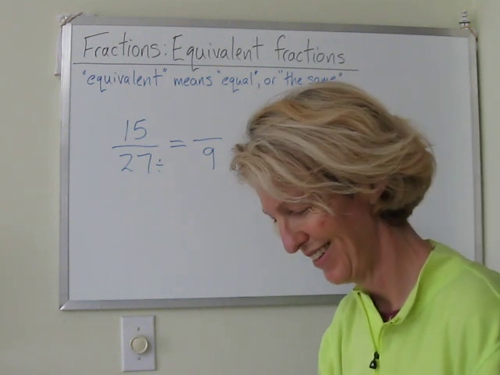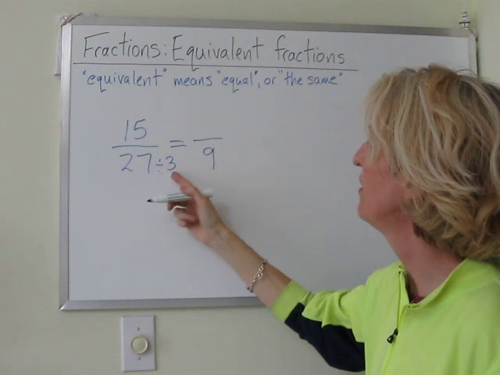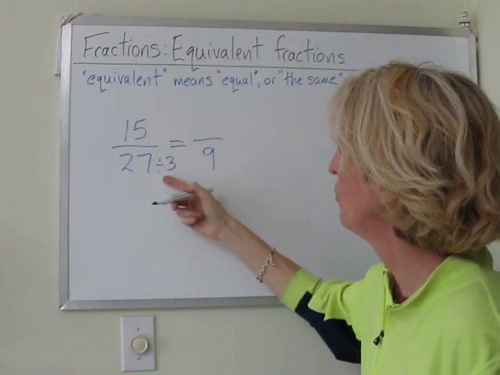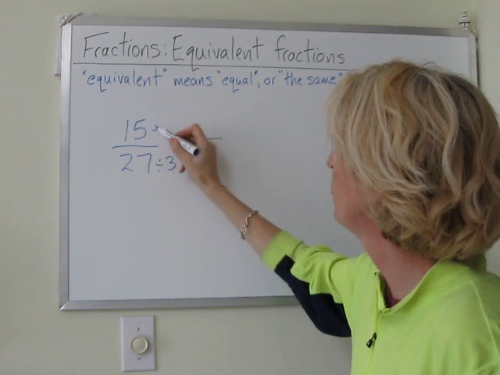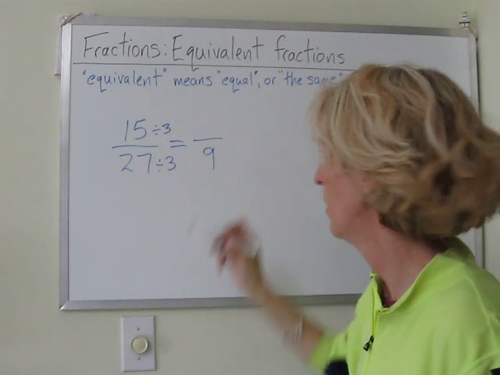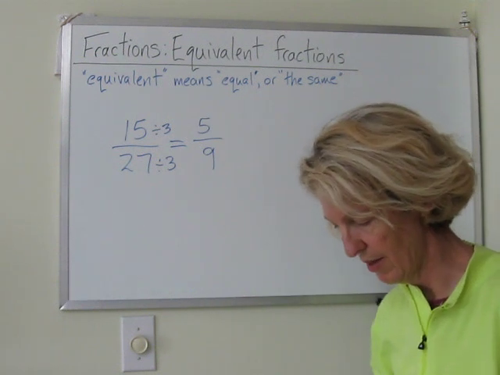15? 3! Okay, 27 divided by 3 gives us? 9. Okay, now what we do to the bottom, we have to do to the top. What's 15 divided by 3? What does that give us? 5. Okay, thank you.